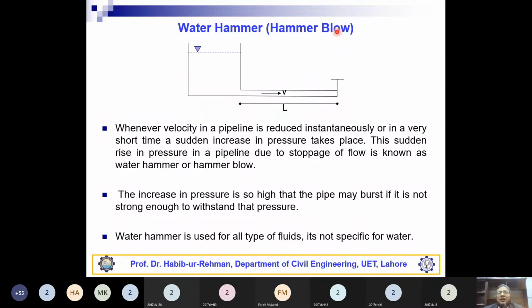Now this pressure head is called the water hammer pressure, which can burst this pipe. So as your question is, why are we studying this, what do we want to compute? We want to compute the dynamic pressure which will be produced due to closing of this valve. Is it okay?